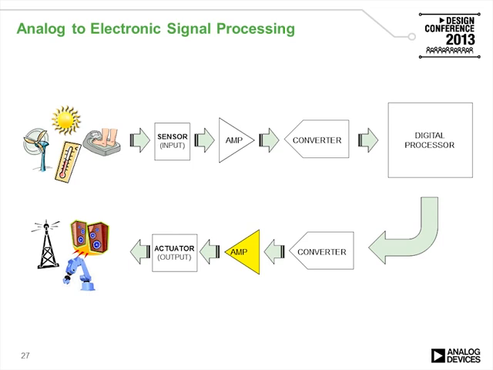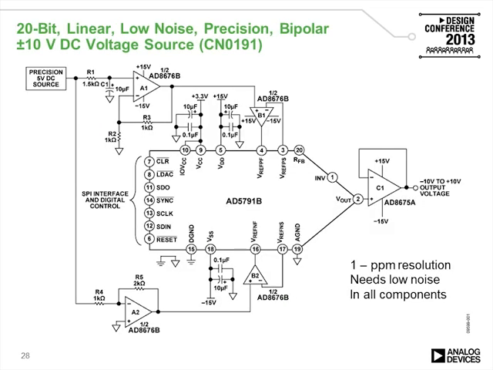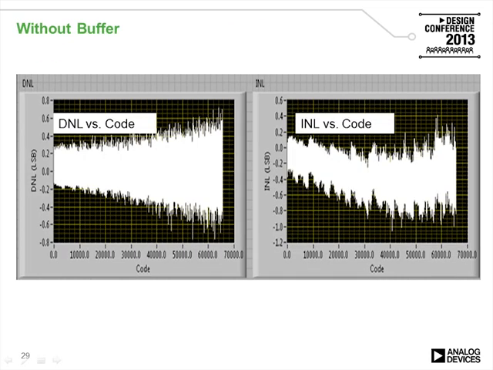On the actuator side, we also have amplifier examples such as this 20-bit linear low noise precision bipolar plus and minus 10 volt DC voltage source, which is shown in the circuit note CN0191. It has a 1 ppm resolution and needs low noise from every component. The amplifier choice for the buffer of a digital to analog converter is important. In this case, we're showing a digital to analog converter that has very good linearity, well under 1 LSB.